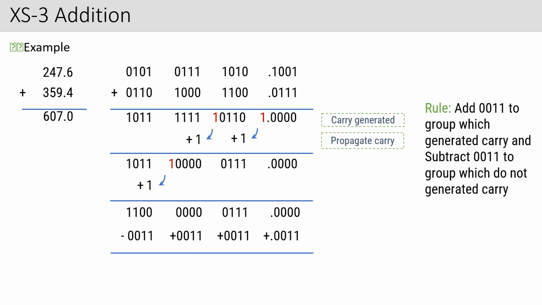Now here the rule says the group which generates carry, you'll have to add 0 0 1 1. Now this is a group which is generating the carry. So for this entire thing, we'll have to continue until we are getting a 4 digit group. Like here we are getting a 5 digit group, so I'll have to continue propagating the one. Here again I'm getting one more extra, so go on propagating that. After that, because carry is generated here, I need to add 0 0 1 1 to each number.